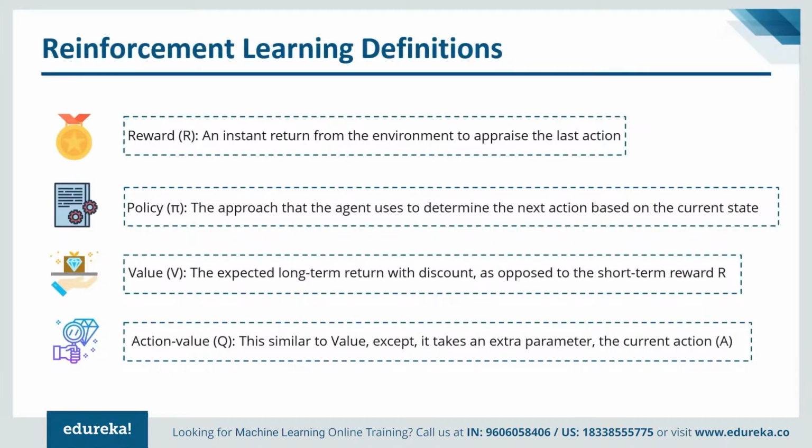Then we have action value. Action value is also known as Q value. It's very similar to value except that it takes an extra parameter, which is the current action. So here you'll find the Q value depending on the particular action that you took. So guys, don't get confused between value and action value. We'll look at examples in the further slides and you'll understand this better. Make sure that you're familiar with these terms, because you'll be seeing a lot of them in the further slides.